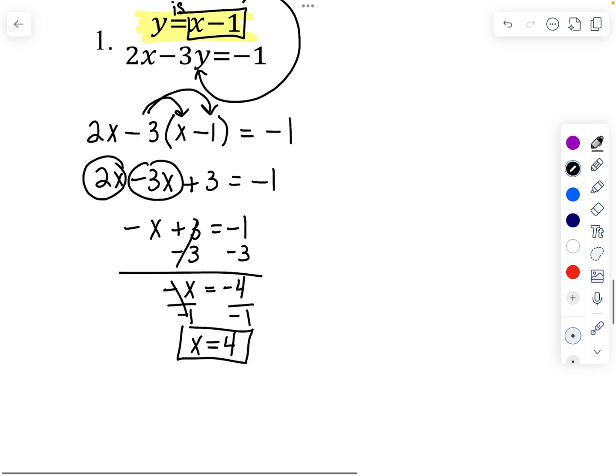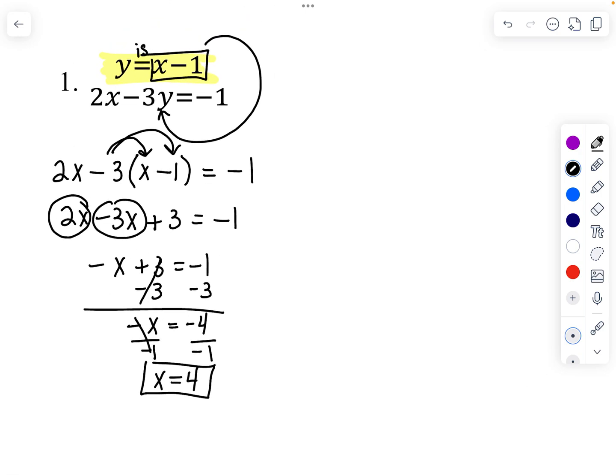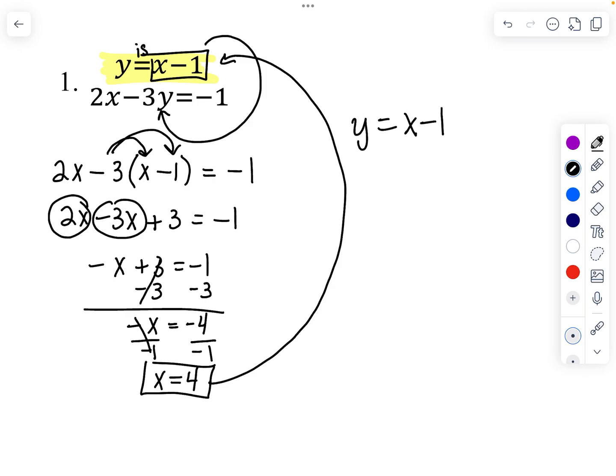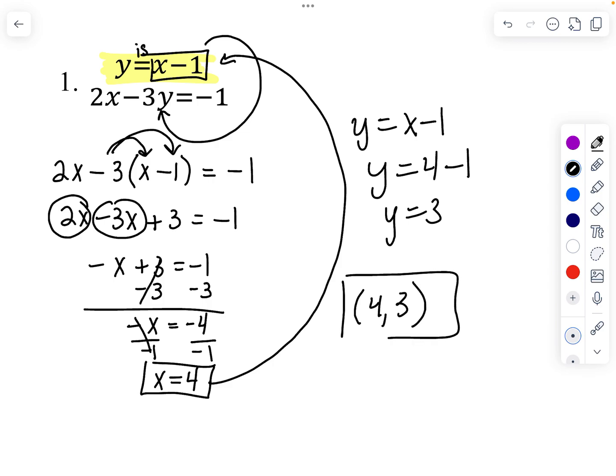You know you are not done until you have an x and a y. So plug that number back into the original, which was y equals x minus 1. And now you just plug in x. X is 4, so y equals 4 minus 1. Very easy. 4 minus 1 is 3. So your point is 4, 3. And that's how you do substitution.